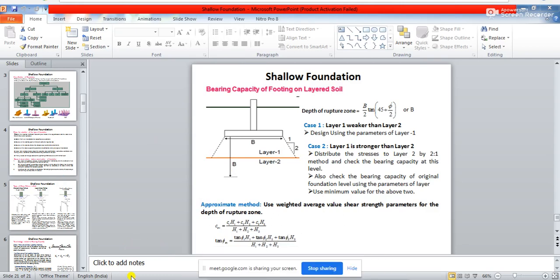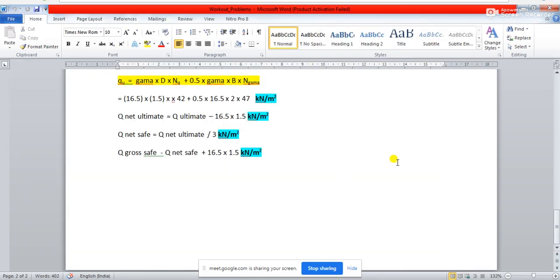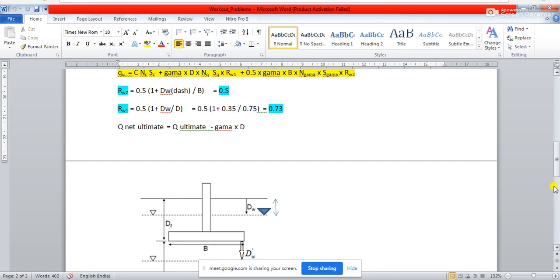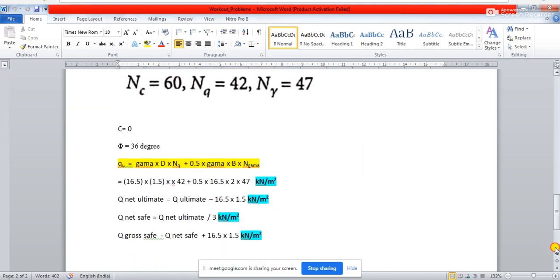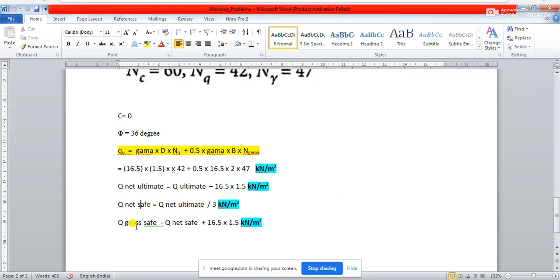Okay. In the previous class, if you remember, we discussed two problems. We stopped here: find out the net ultimate, net safe, and gross safe bearing capacity. I also gave a similar problem in your quiz last week, so hopefully you have solved it.